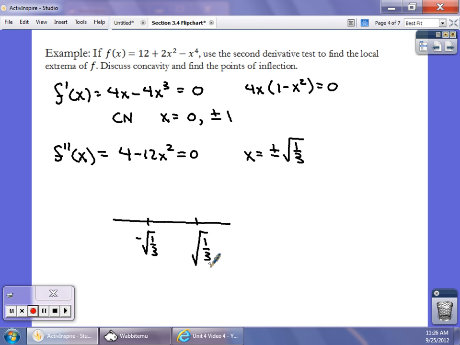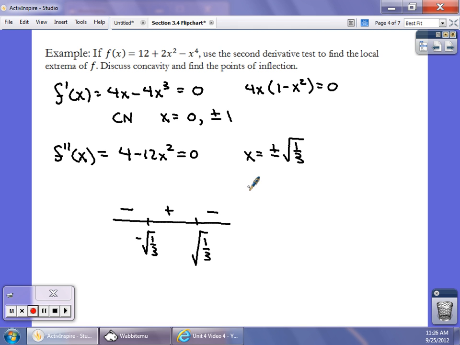Now we're going to look at the second derivative. We plug our test values into the second derivative. So on this first interval from negative infinity to negative square root of 1/3, let's use -1. If I put -1 in here, I get 4 minus 12, which is negative. On this interval, let's use 0. If I put 0 in here, it's positive. And if I put something beyond the square root of 1/3 in here, say 1, I get negative again. Those positives and negatives will tell me where the graph is concave up and concave down.